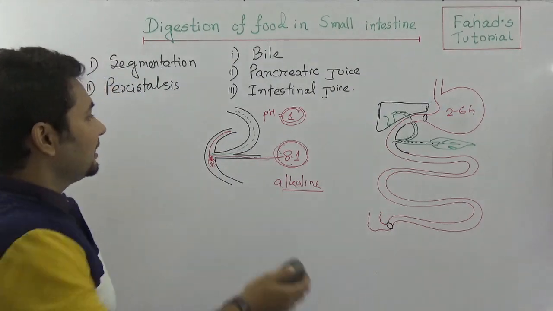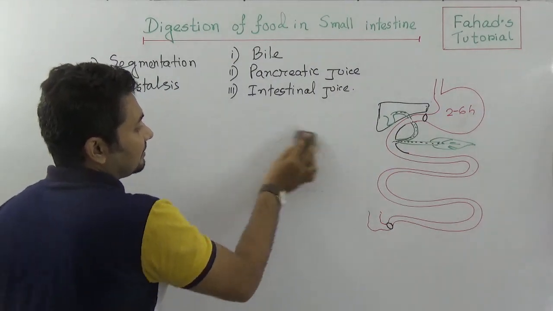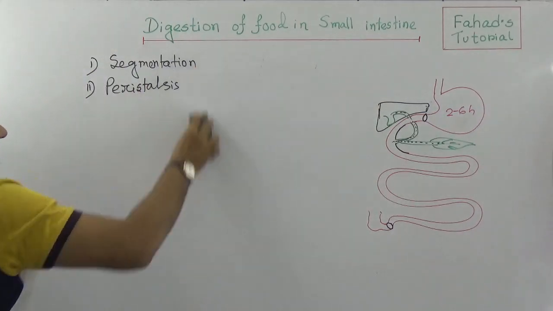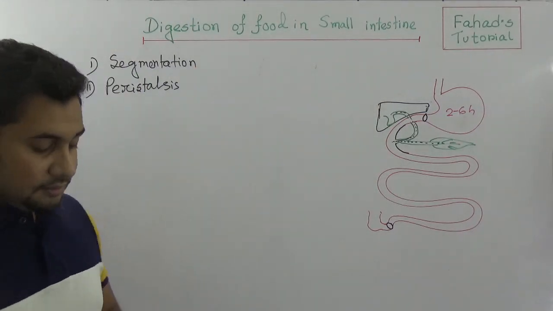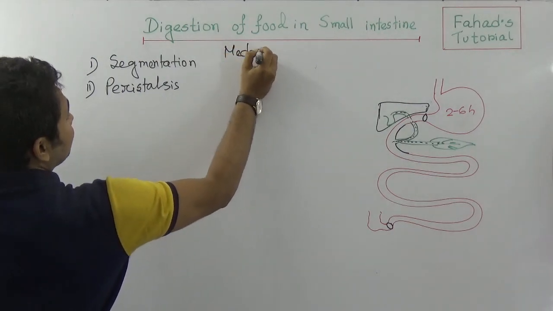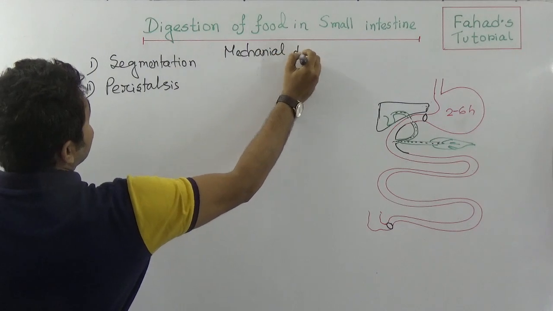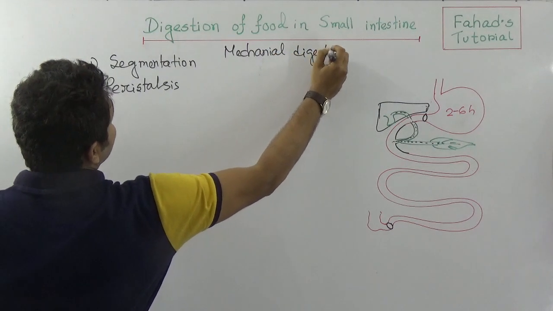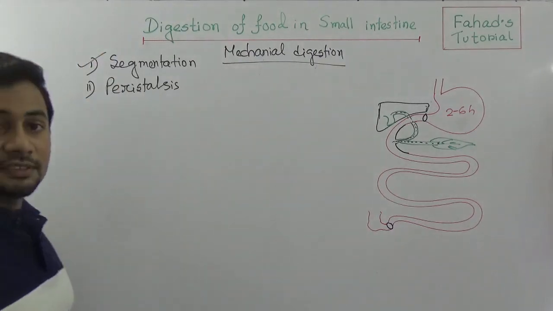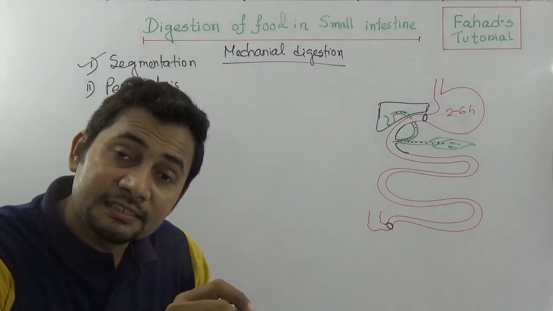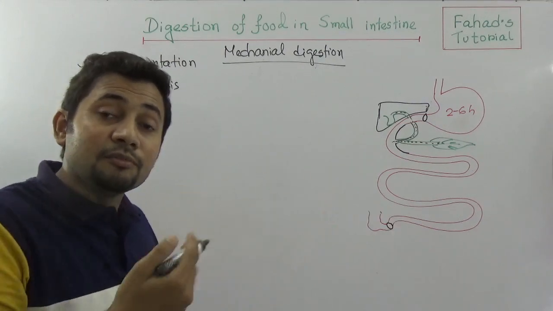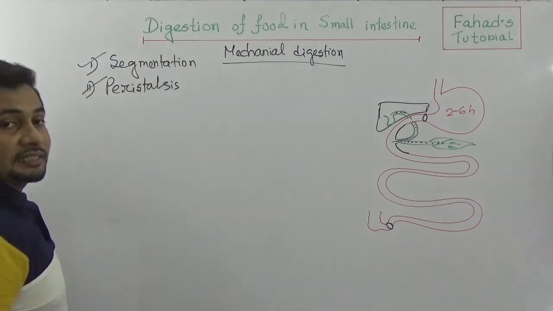Now concentrate on physical and chemical digestion. Previously we needed to explain the mechanical digestion of food in the small intestine. Number 1 is segmentation. This is the movement of food inside the intestine, which is a back and forth movement, and another is peristalsis.